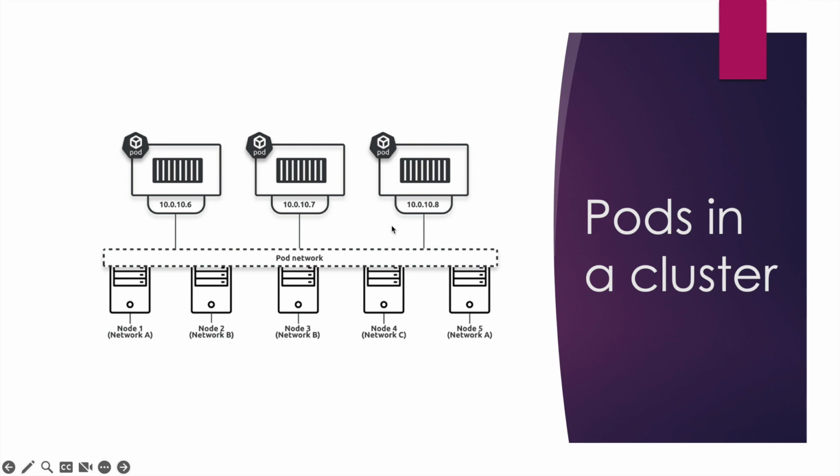So say, for example, if this pod over here is deployed to node 5, and that one is deployed to node 4, and this one is deployed to, say, node 1, right? The pods will still be able to discover and communicate with each other because they have their own local network. So they are not dependent on the network of the node that they are running on.